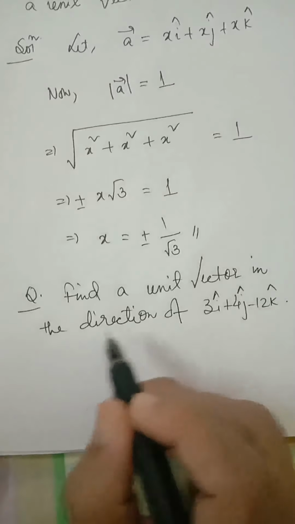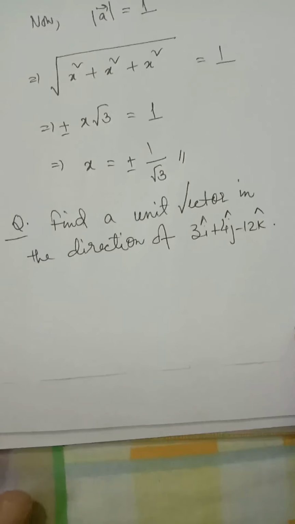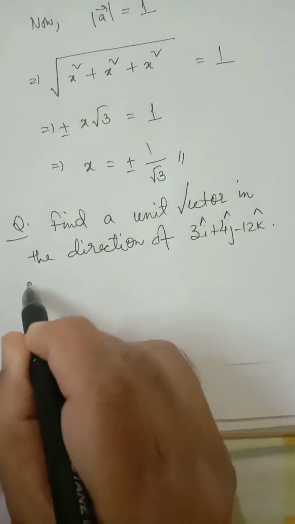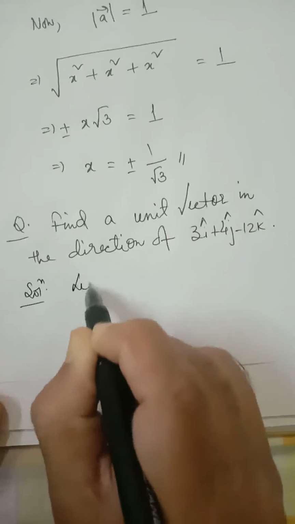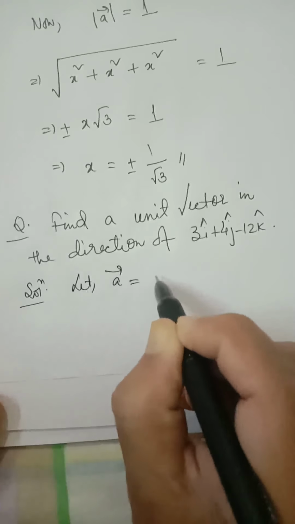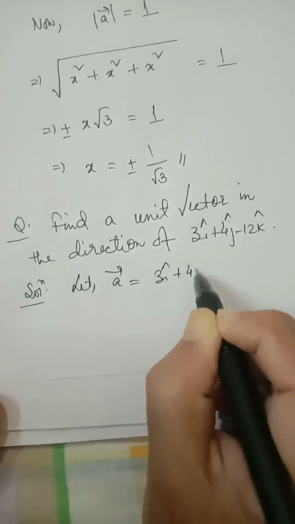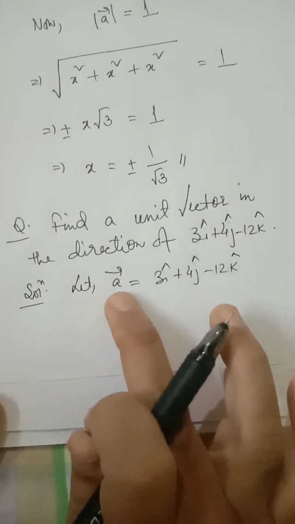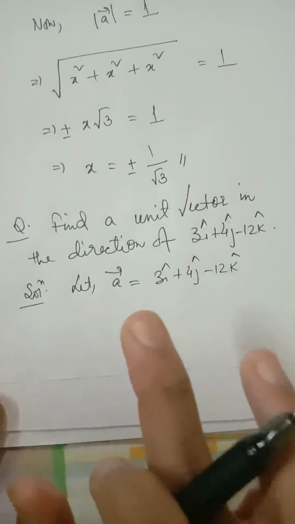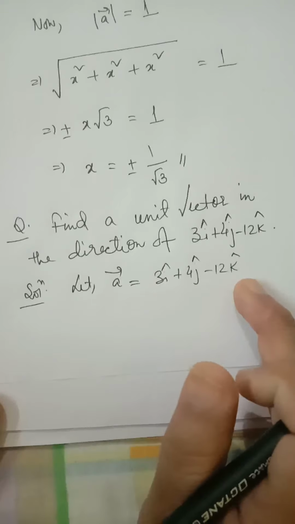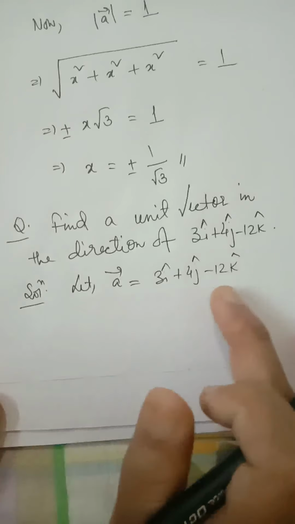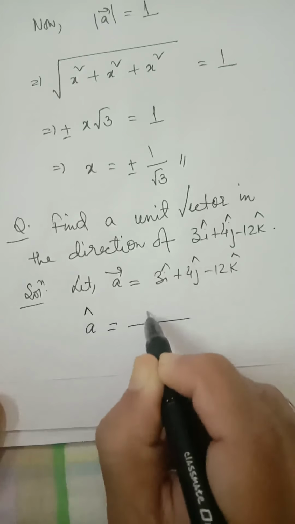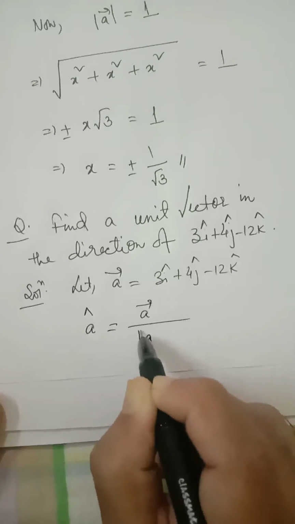Next question is: find a unit vector in the direction of 3i plus 4j minus 12k. This is the given vector. So first of all, let us consider the given vector as A vector. Let A vector equal 3i plus 4j minus 12k. We have to find a unit vector in the direction of A vector. Now, the unit vector in the direction of A vector is denoted by A cap, and its formula is A vector divided by modulus of A vector.